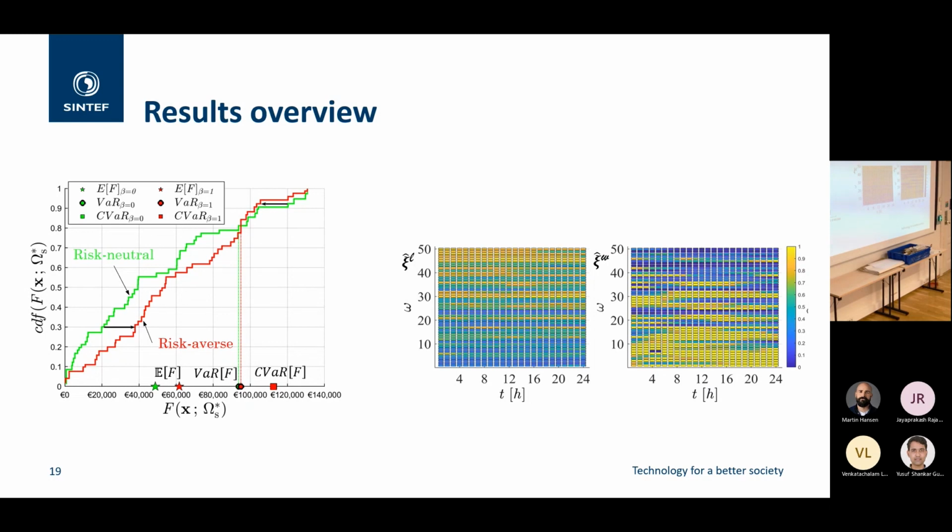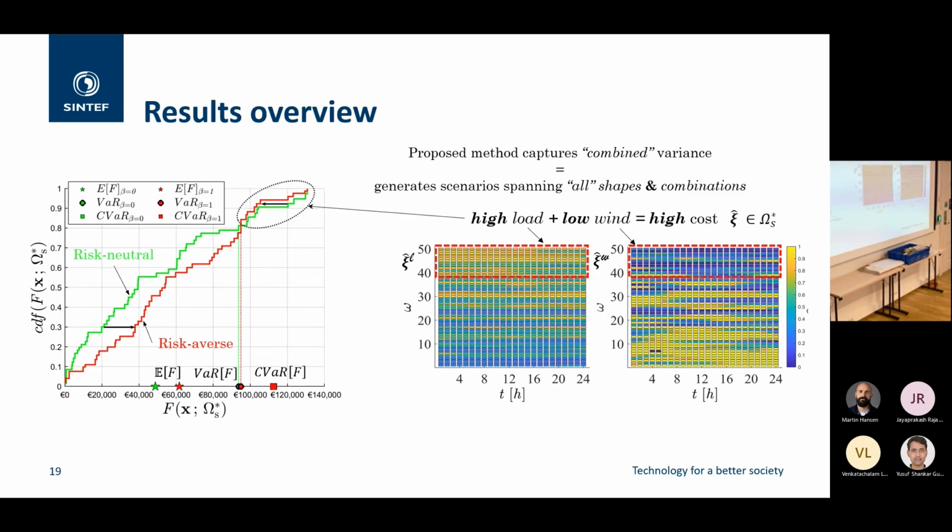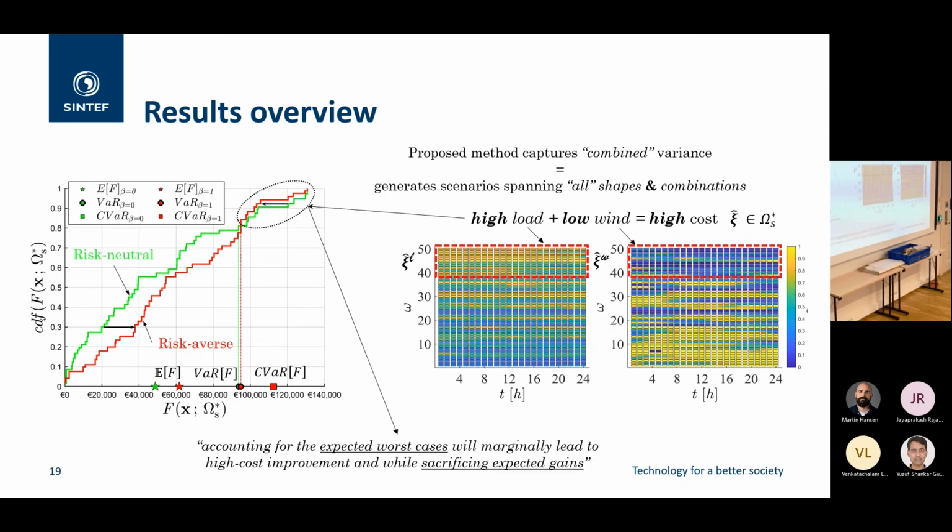And we have plotted them in terms of increasing cost. And we can see here that those scenarios characterized by high load and low wind are captured by this methodology, and that's the important thing. The result from here is that accounting for the expected worst cases leads to marginal cost improvement while sacrificing the expected gains. So all in all, it's not worth having any risk measure here, because from this procedure such situations will always be captured, and in such situations you cannot do anything.